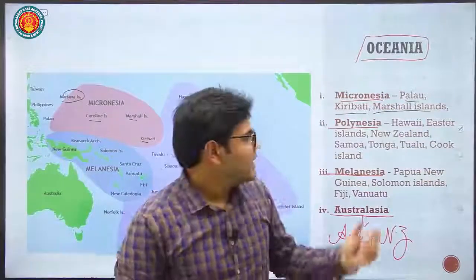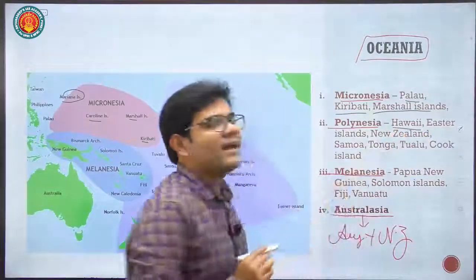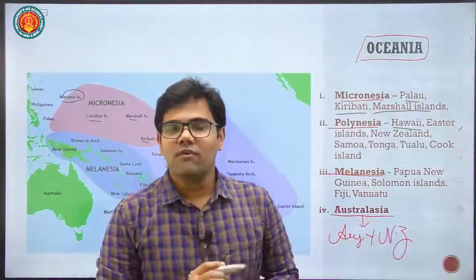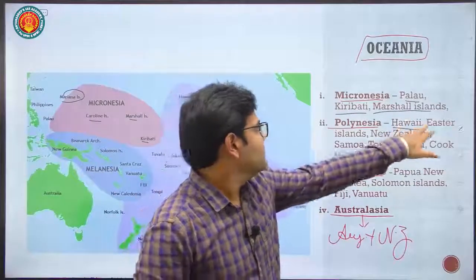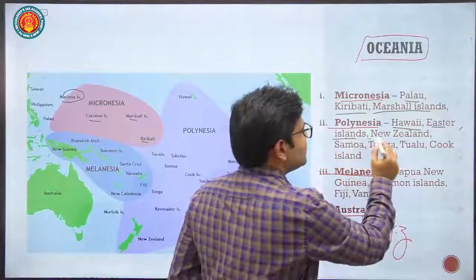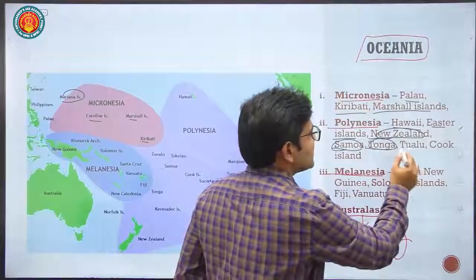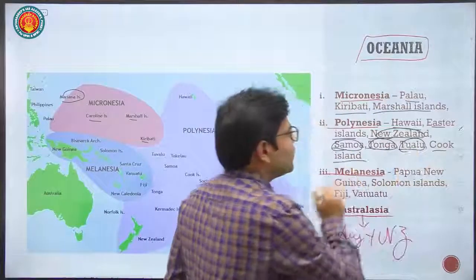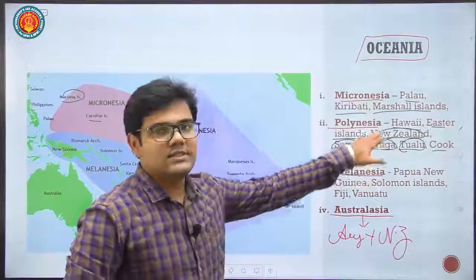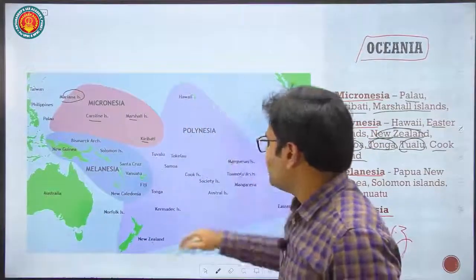Similarly, in Polynesia, we have the Hawaii Islands. You know, Hawaii is not an independent country. Instead, it is the smallest state of the United States of America. Similarly, we have Easter Island, New Zealand, which is a country, Samoa, which is a country, Tonga, which is a country, Tuvalu, and Cook Islands. These islands make up Polynesia. So what questions can you expect?